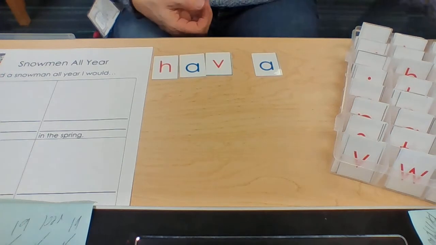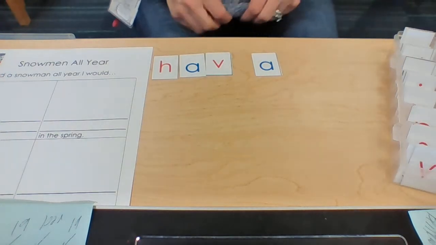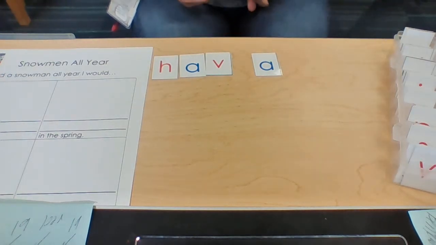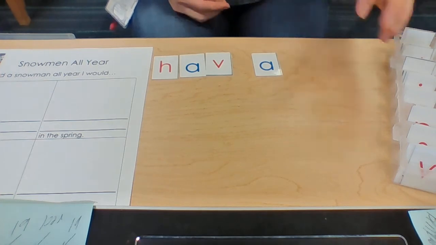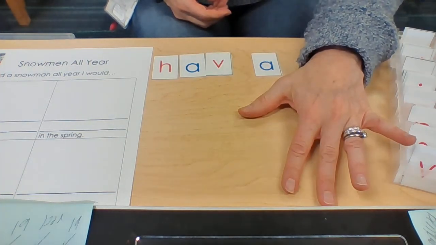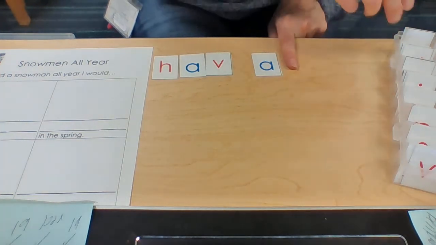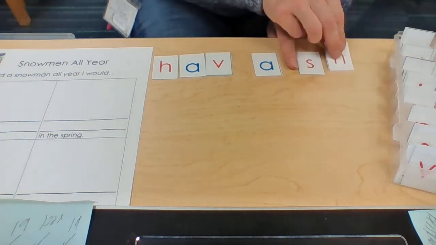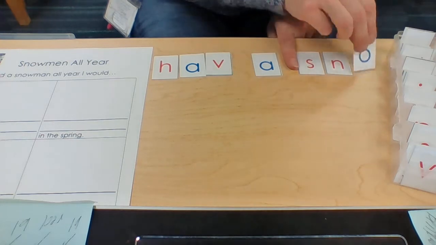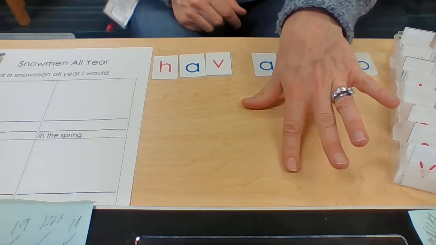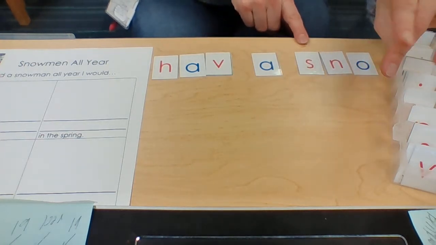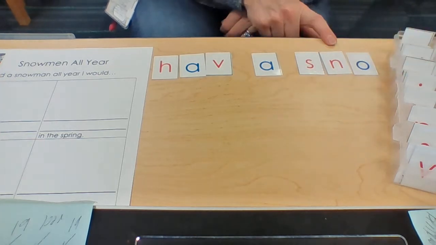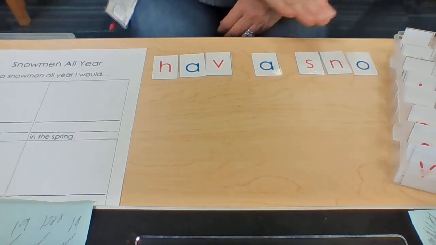Snowball. It's called a compound word. So we're going to spell snow first. S-n-o. Finger space. N-o. S-n-o. Snow. Have a snowball.